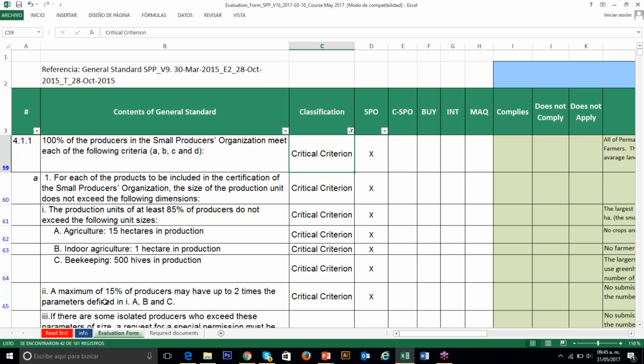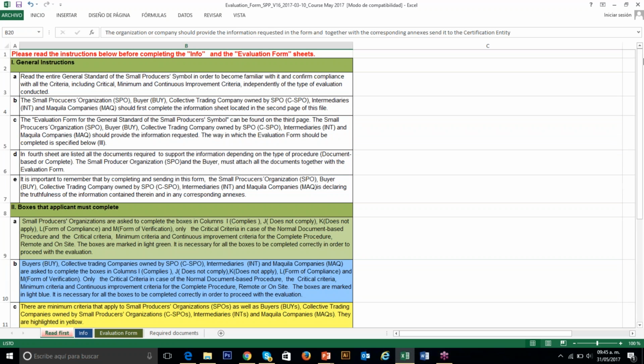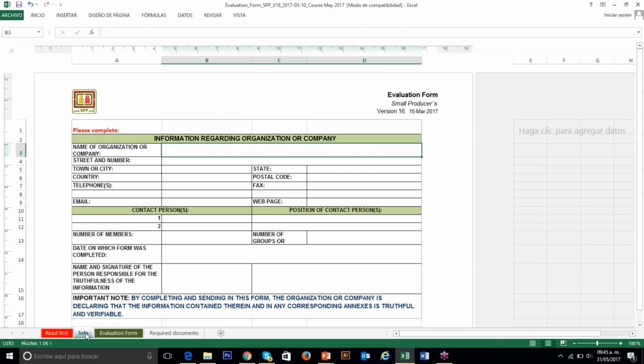This is an Excel file, as you see, and it has 4 sheets. The first one is the instructions of how to complete or use this form. The second one is a form in which they have to complete their data: name of organization, country, telephone. Finally, they have to write the name and signature of the person responsible for the truthfulness of the information.